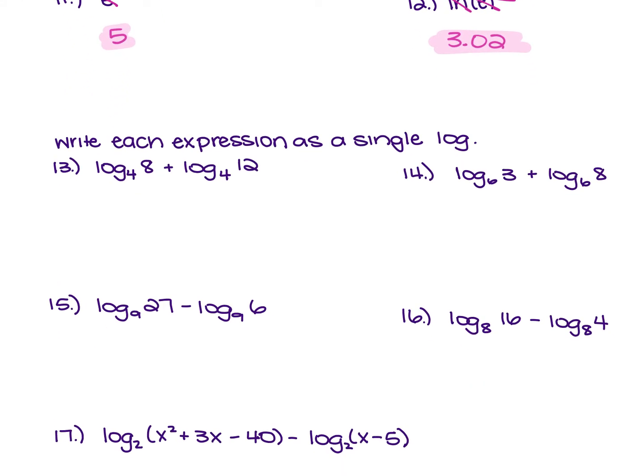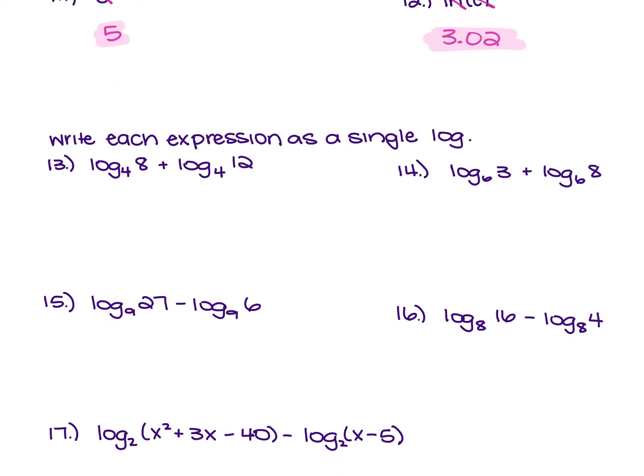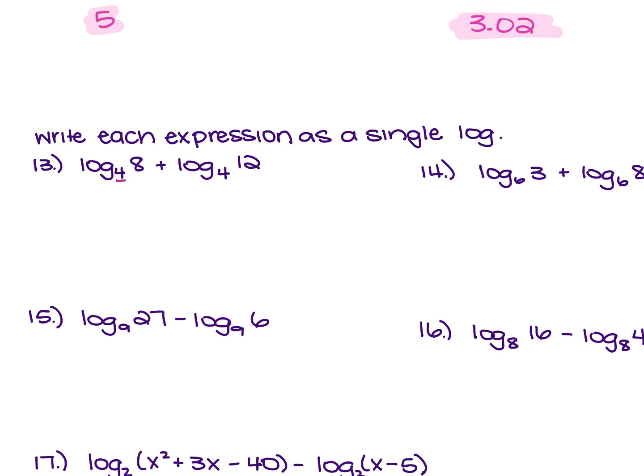The next part, we are writing each expression as a single log. For 13, you have log 4 of 8 plus log 4 of 12. We said before that when we are adding two logs, as long as their base is the same, which in this case they are both 4, you can multiply your whole number parts. So this is just going to be log 4 of 8 times 12. That 8 times 12 is 96, so that's log 4 of 96.